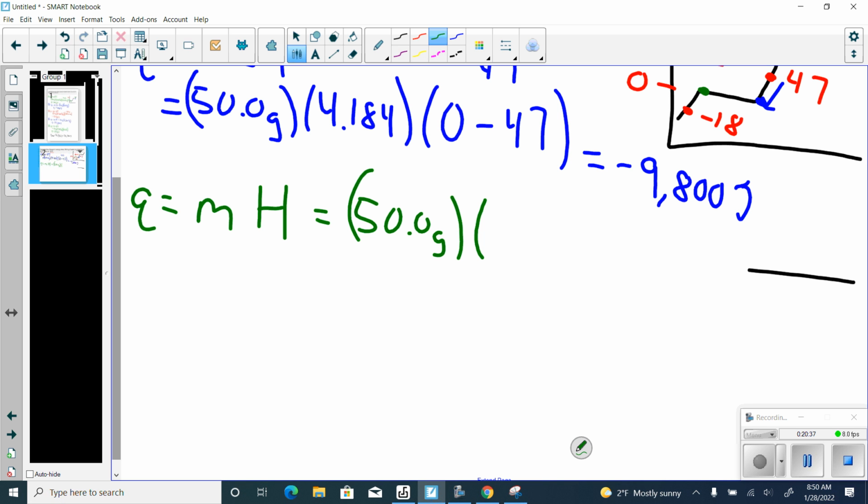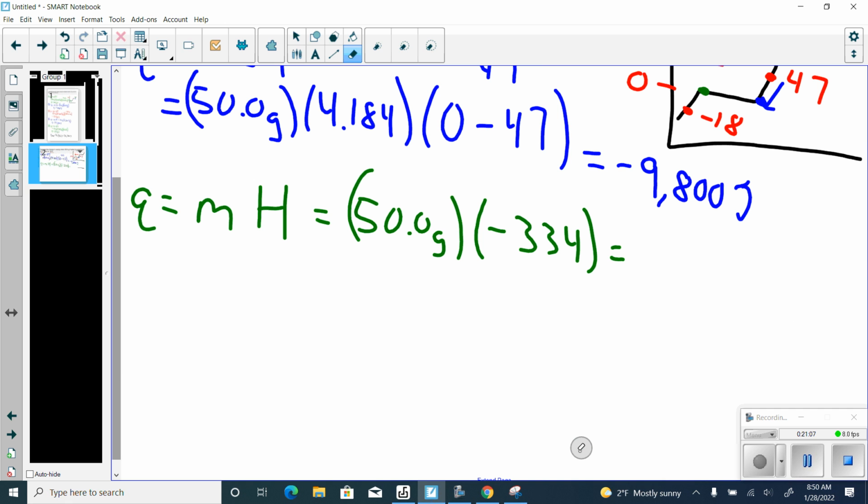The next thing we have to be careful with. When you look at the heat of fusion on the top of your page, it gives you a positive 334 joules per gram. Because if you add heat, you can melt something. We're not looking to melt, we're looking to freeze. So what you need to do is put a negative sign in front of that in order to get to the right answer for that second part.